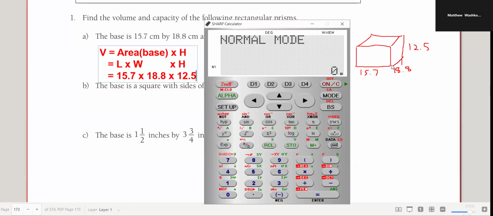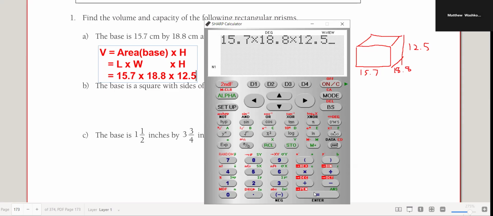So again, a good thing to do if you're not sure where to start for more complex problems is draw the actual diagram, which I've done on the right. So again, volume is equal to the area of the base times the height. Now my base is a rectangle, right? So I'm going to take those two measurements, the 15.7 and the 18.8, and multiply by the height. When it's a rectangle, it's pretty easy. You just multiply all the numbers to find the volume of it.